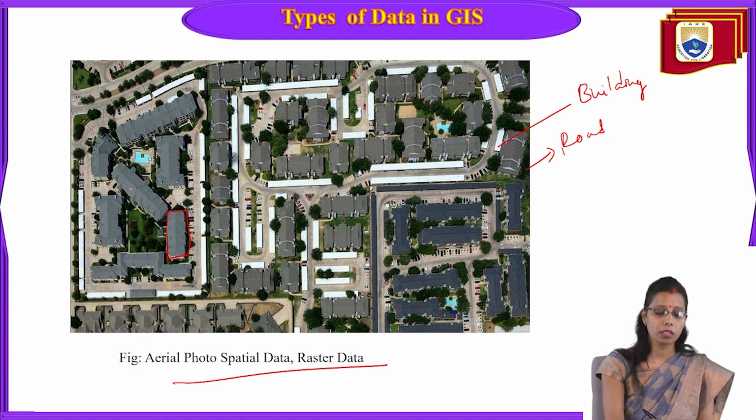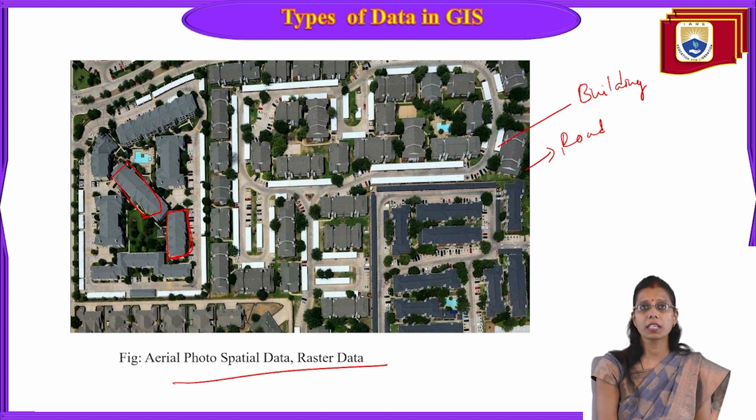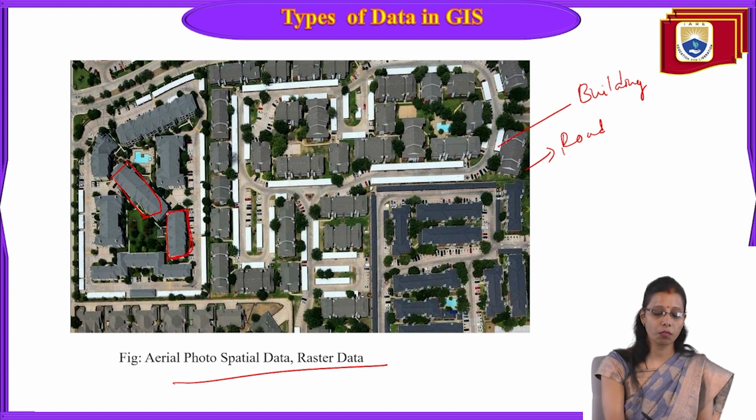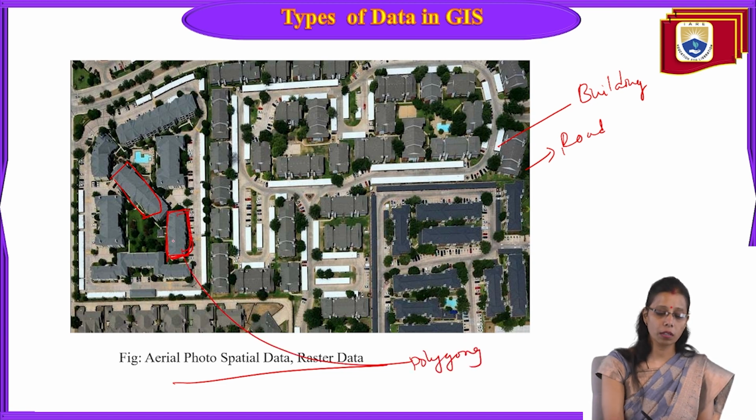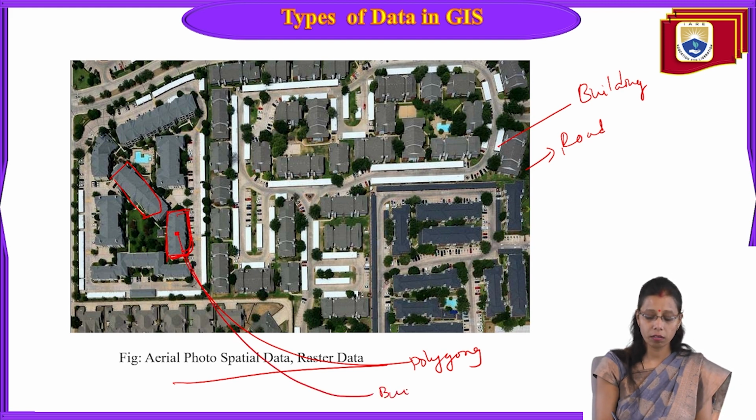Now what I have to do is just put a point, or if you want to show the boundary of the building, you have to use a polygon. Suppose I want to show the boundary of this building, then I am using a polygon. If I want to show the location of the building, I will just put the point here. So building 1 or building 2, like this.